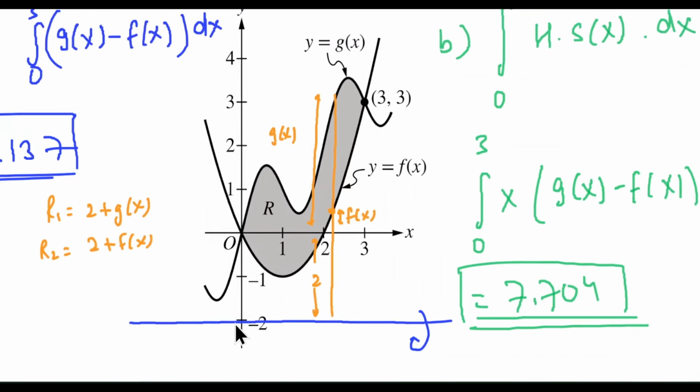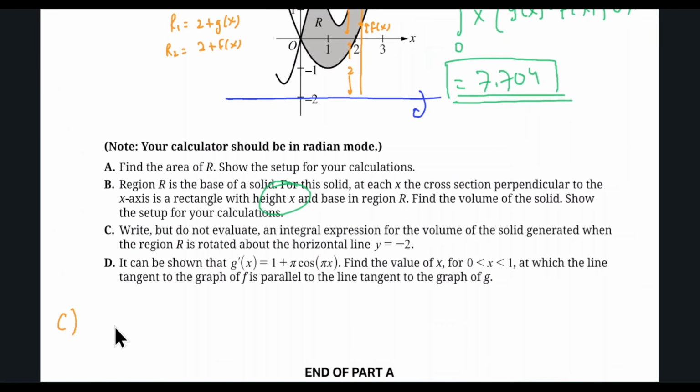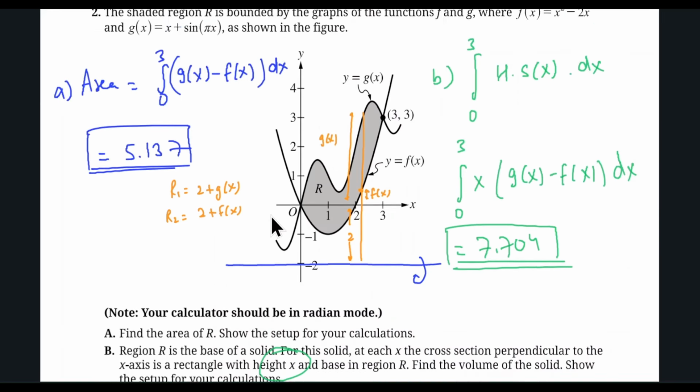All right. So we're going to write a washer expression here. That's going to look like the integral from 0 to 3, of course, pi times R1 squared minus R2 squared. So that is (2 plus g of x) whole squared minus (2 plus f of x) whole squared dx. And I'm pretty sure you can just type in g(x) and f(x) here, and that's your answer.